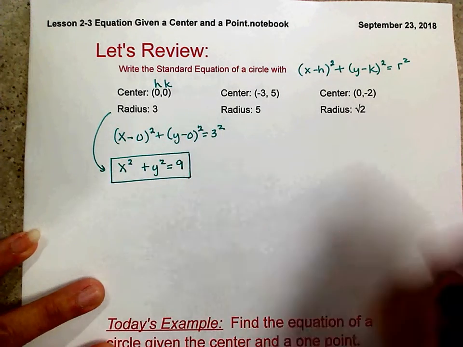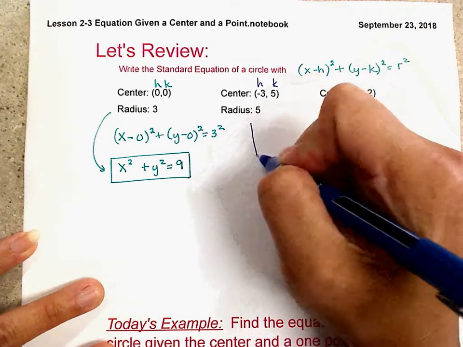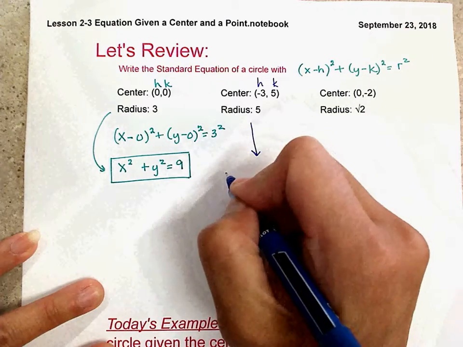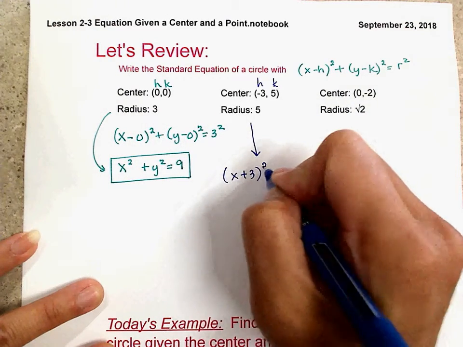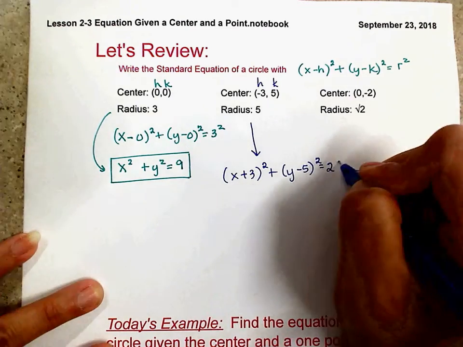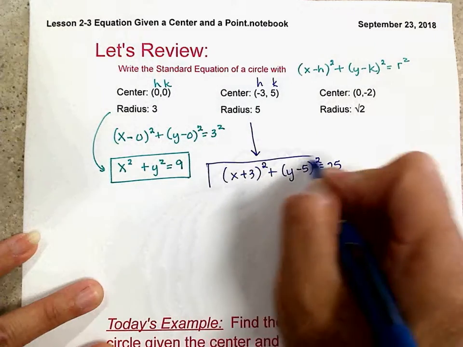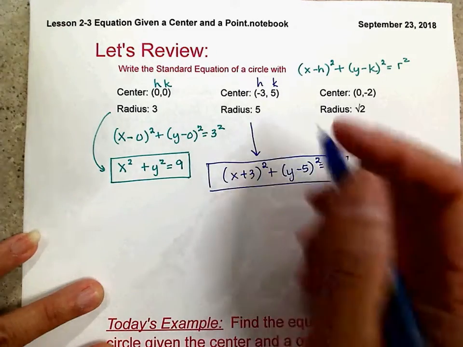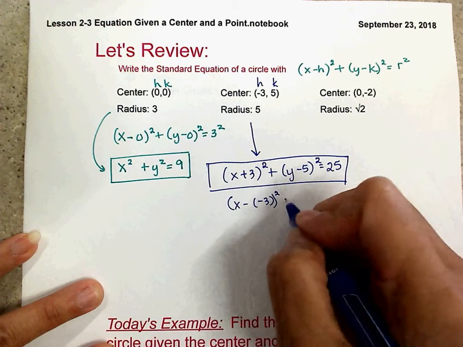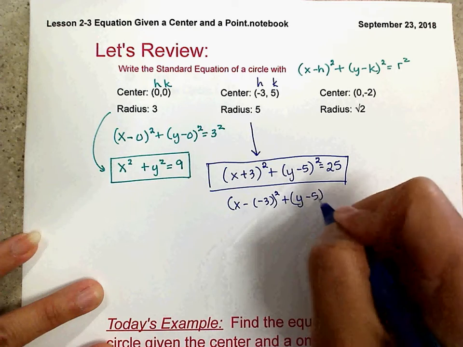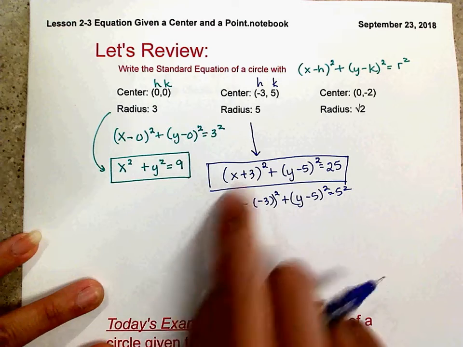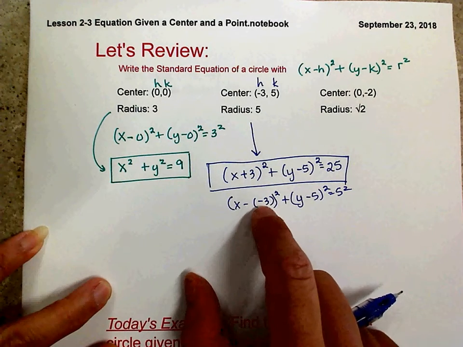Second example. Here's your h, here's your k. Notice how this is always a negative, so make sure you take the opposite. Righty? X plus 3 squared plus y minus 5 squared is equal to 5 squared, which is 25. Let me show you this one just so you see. X minus negative 3 squared, okay, plus y minus 5 squared is equal to 5 squared. Notice a negative and a negative becomes a positive. You're not squaring just the 3, you're squaring the whole thing.